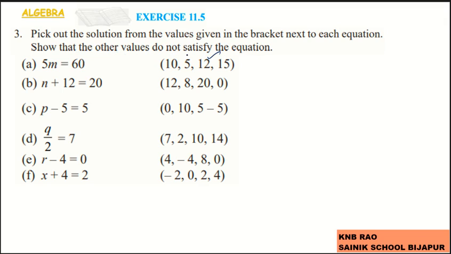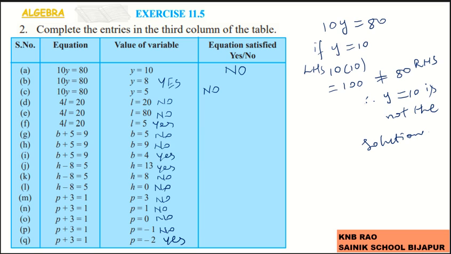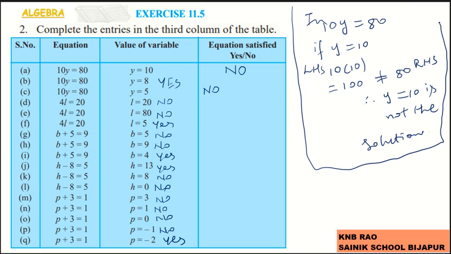Show that other values do not satisfy the equation. Now how to show that? That is important. In the earlier one that I solved here, this entire working steps you have to do. This is called showing. Taking LHS separately, substituting the value and checking whether left hand side value equals to right hand side value. If it will not, then we say that the value of the variable is not the solution.